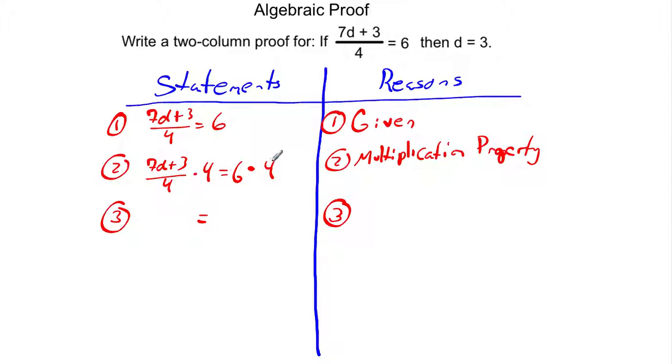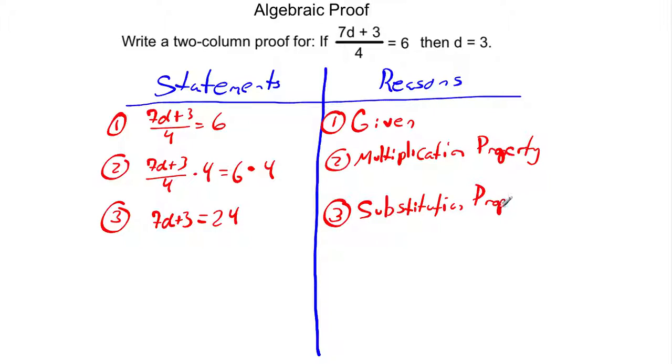What is 6 times 4? Well, 6 times 4 is 24. And when I divide something by 4 and multiply something by 4, they cancel out to get 1. What did I do? Well, I replaced 6 times 4 with 24, and I replaced this left side with 1. So this was substitution.